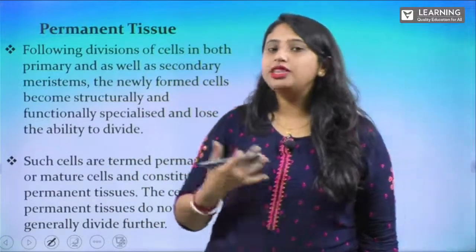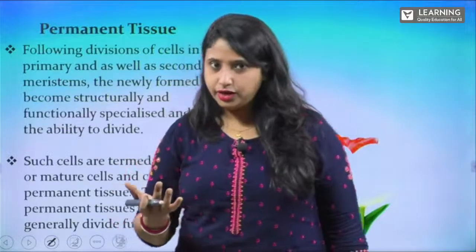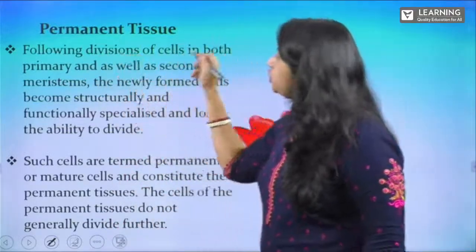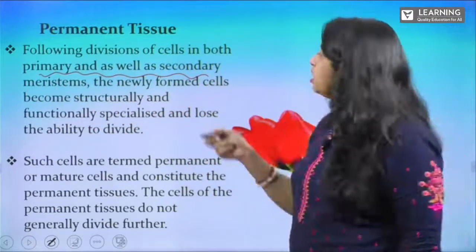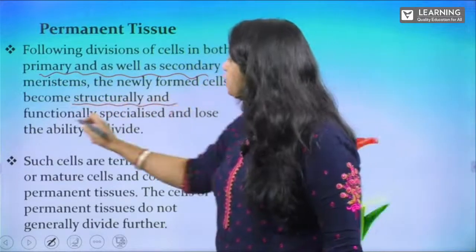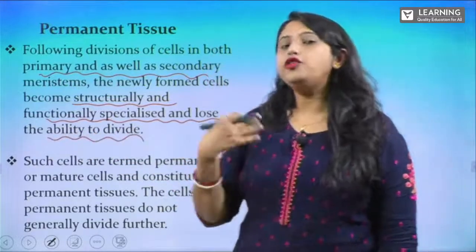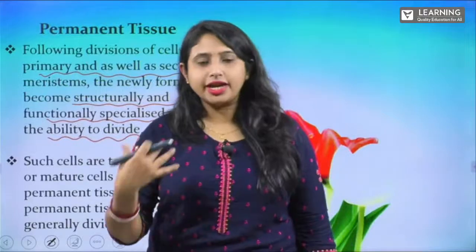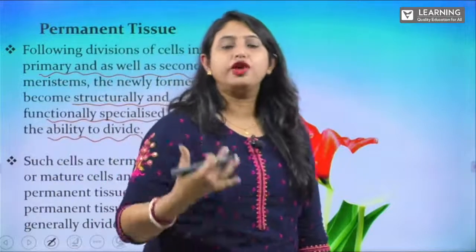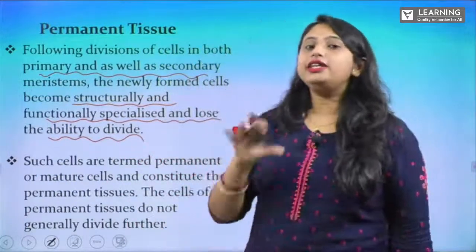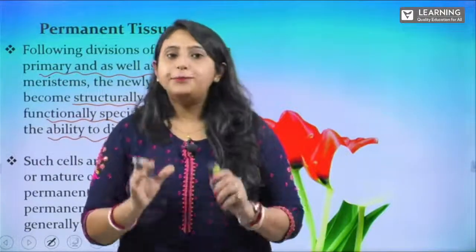So most of the cells in the permanent tissues are living cells, whereas some cells are dead. Permanent tissues: following division of cells in both primary and secondary meristem, the newly formed cells become structurally and functionally specialized and lose the ability to divide. So after further division of the primary and secondary meristem, some cells in the plants lose the capacity to divide further, and these tissues are called permanent tissues.